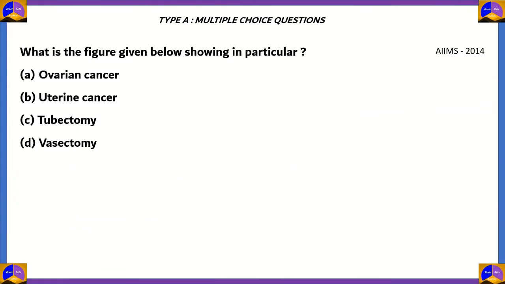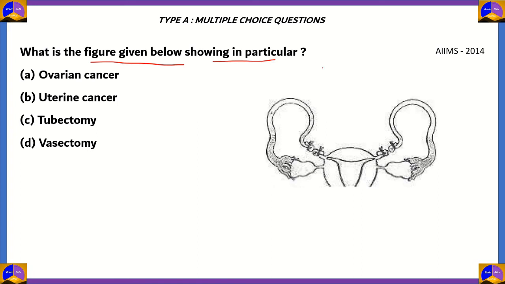Let's look at this question. What is the figure given below showing in particular? This is our figure. So as you can see, this is a figure of the female reproductive system. You can see ovaries, you can see part of the uterus, and you can see the fallopian tube.